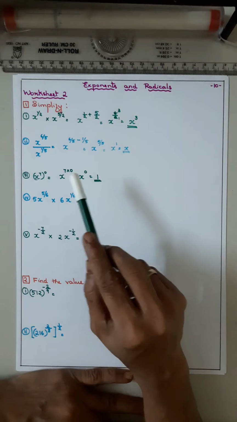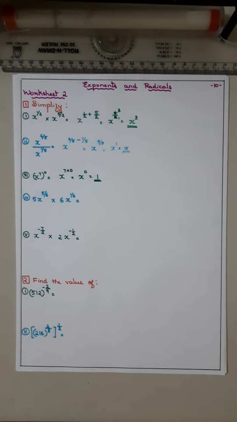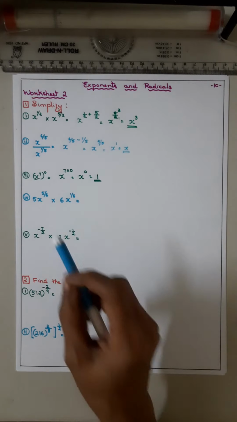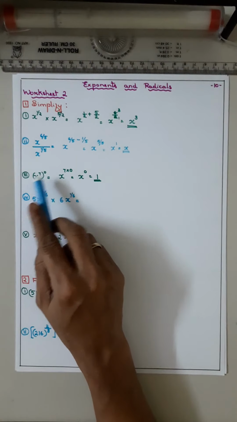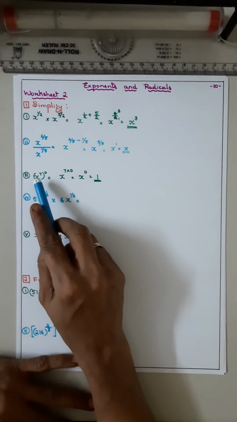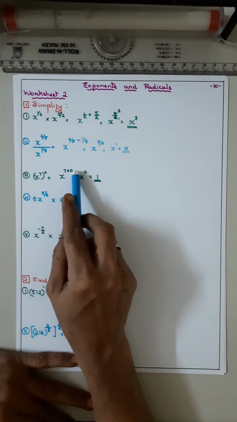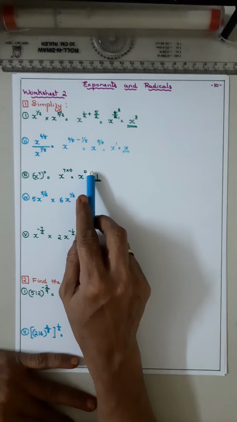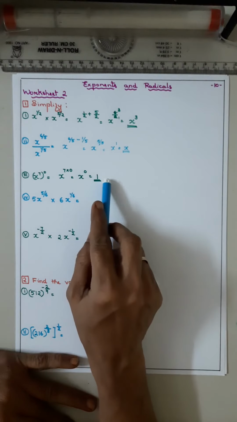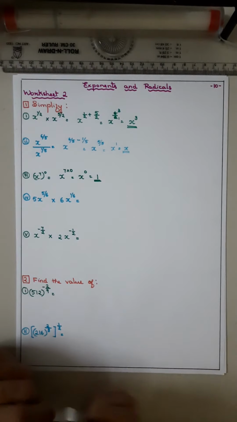Now third sum is x to the power 7, bracket, whole power 0. That means what? When there is bracket, you have to multiply the powers, isn't it? So x to the power 7 into 0, that is x to the power 7 zeros are 0. That is why the answer is 1.